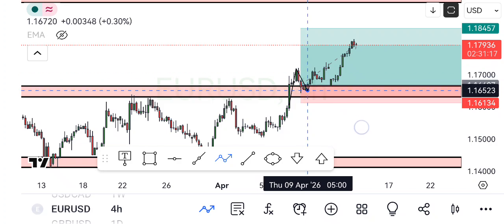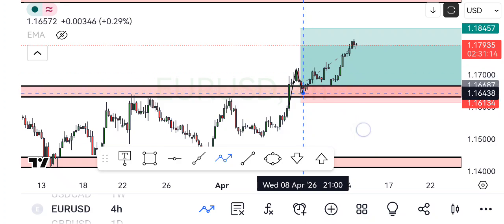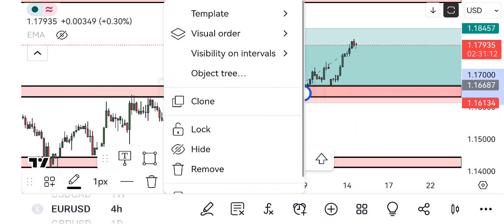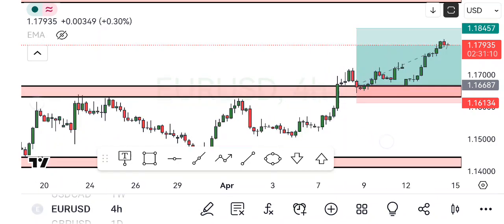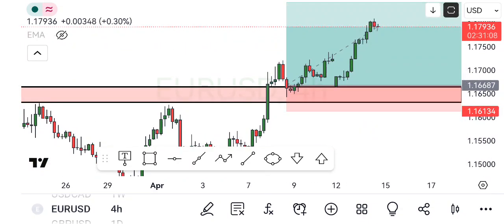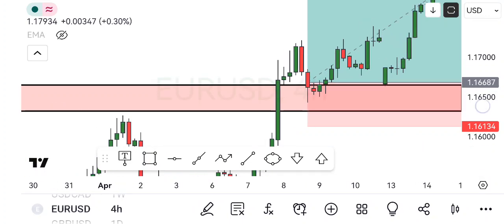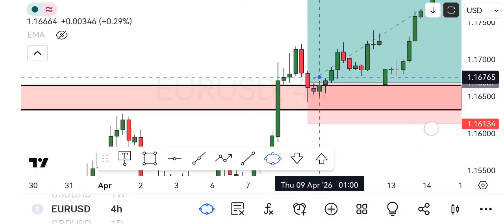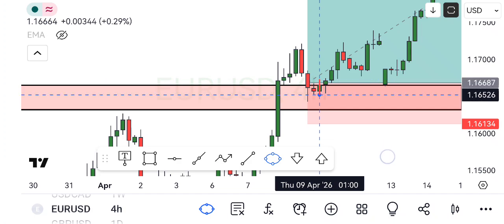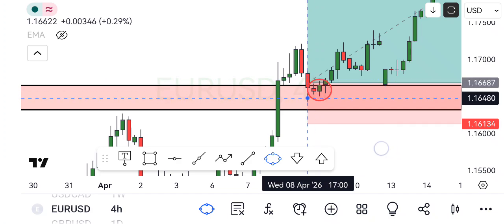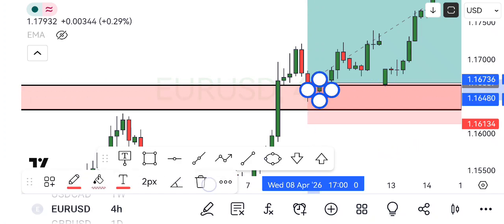Now I got my retest, and then for entry confirmation, because I don't simply buy or sell just because the price is at my area, I wait for candlestick confirmation. So I got this beautiful bullish engulfing pattern right here, which is the reason why I got into this trade.